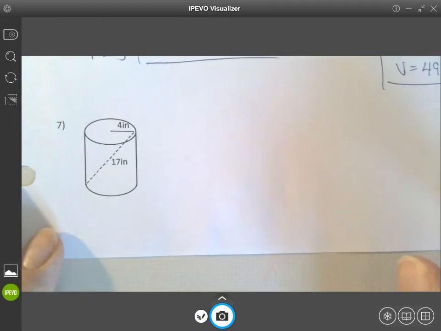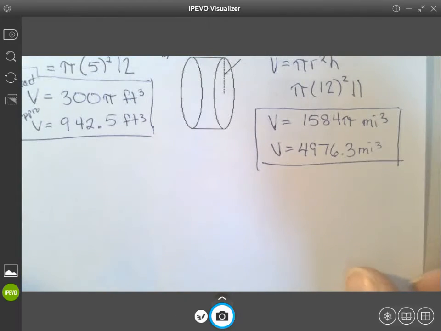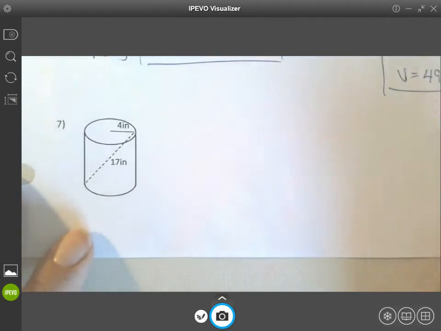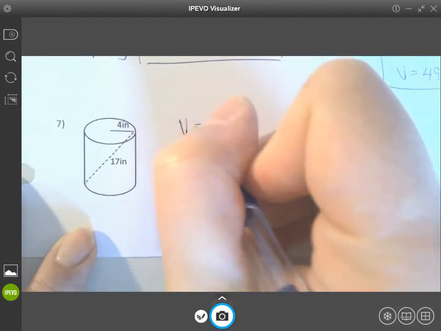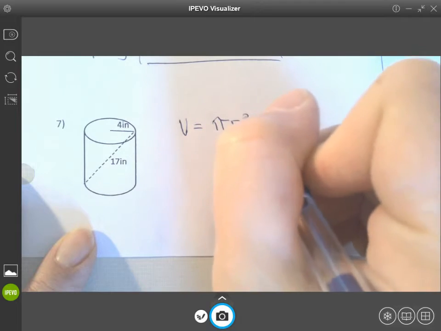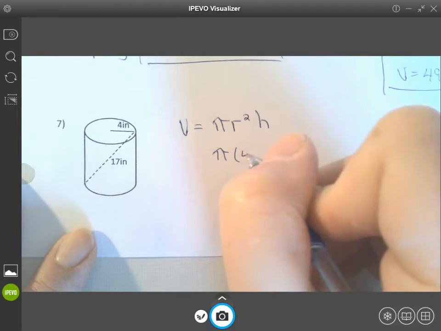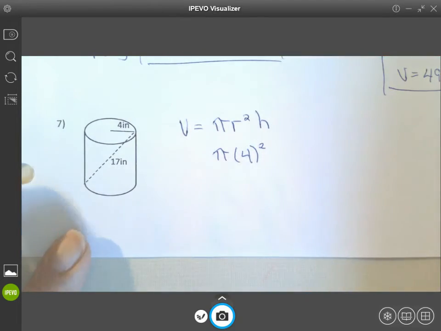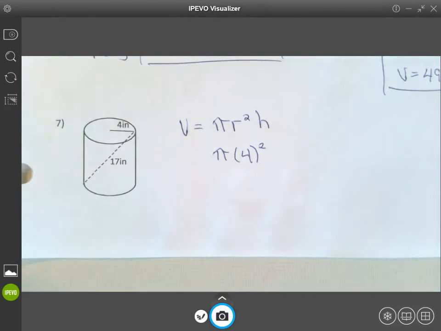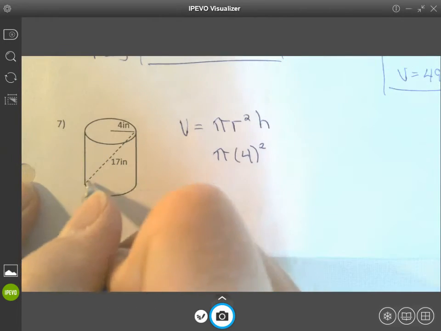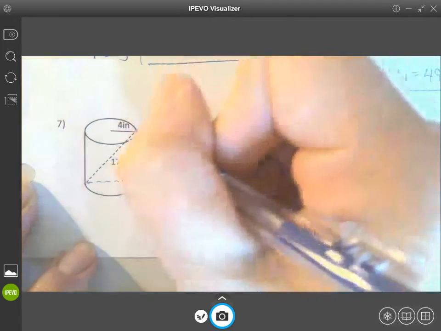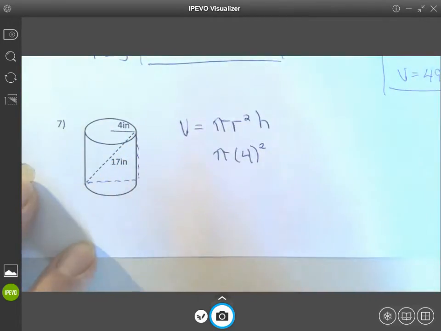All right, here's number 7. Hey, go back. All right, look at number 7. So I need volume, which is pi r squared h, and I have an issue. I've got pi, I've got 4 squared. What am I missing? The height. What did they give me? You got a slant height. I do have a slant or a diagonal. Can you envision going across here with the right triangle? Can you see that?